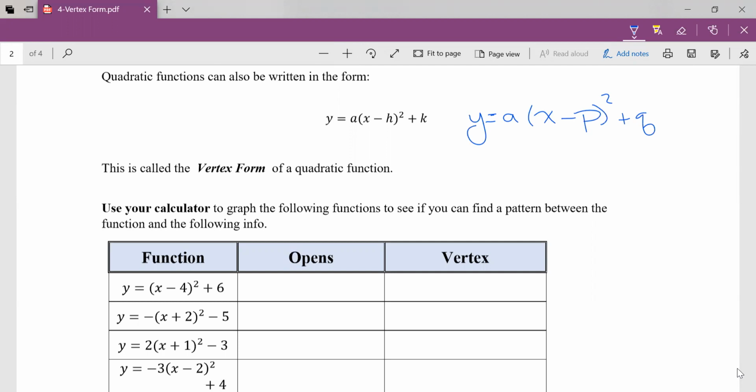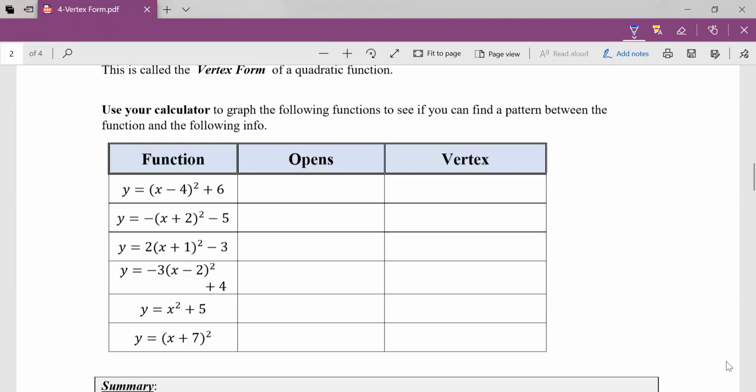So what I want you to do here, friends, is get your graphing calculator and graph each of these individually. I want you to tell me which way the graph opens. You should probably already know that by looking at the equation. And then I want you to find the vertex, using the minimum and maximum buttons in your calculator. And see if you can figure out the pattern from the function to the vertex. That's probably the most important thing. So go ahead and hit pause and come back in 5-10 minutes when you're done that.